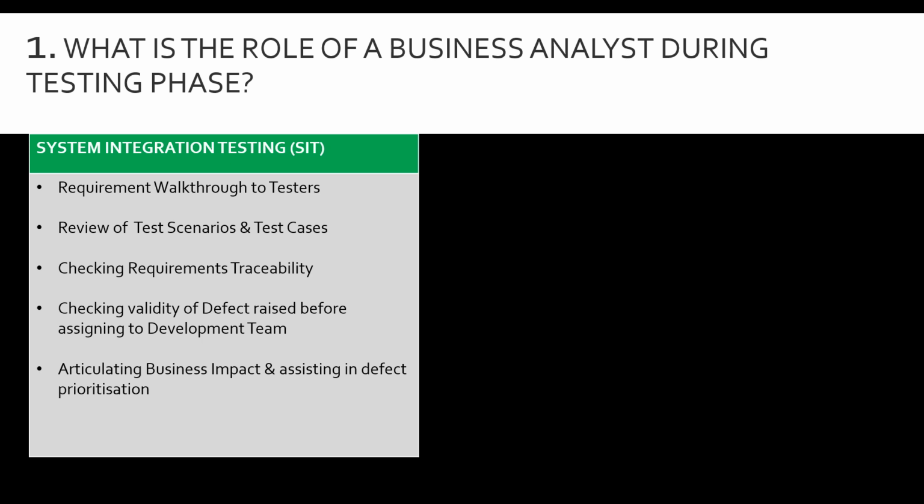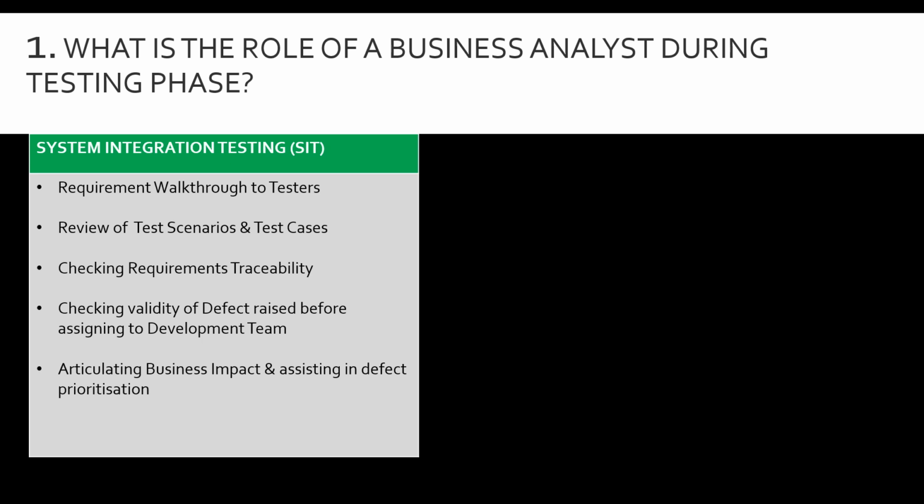The last key thing is articulating business impact and assisting in defect prioritization. Let's say there are 10 defects and the question is asked, what is the priority of the defects? We might not be in a position to fix everything with the development team. Then it becomes the responsibility of the business analyst to get the business impact for all those defects and then assign priority 1, 2, 3, so that it makes it easier for the development team to get it done. And if there are further defects which are not very critical or high, they can be pushed over to the next release.